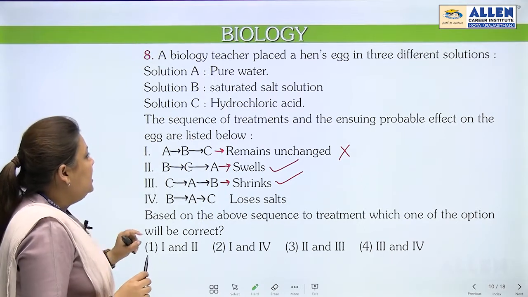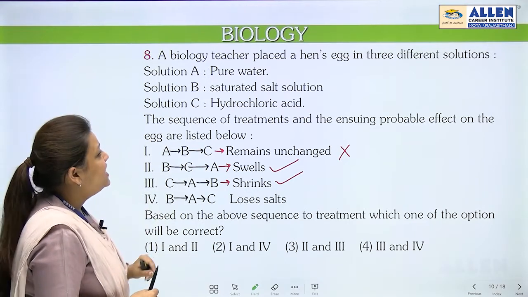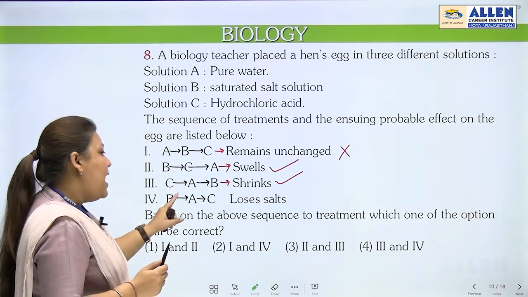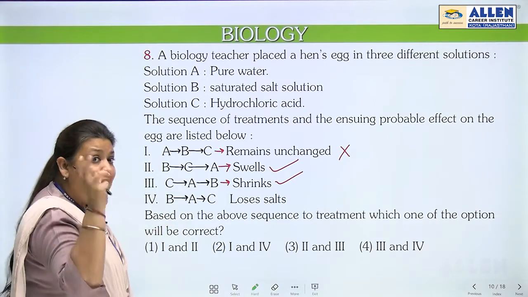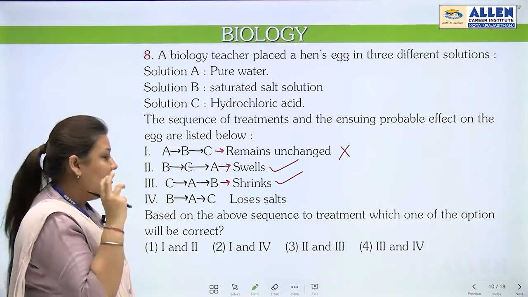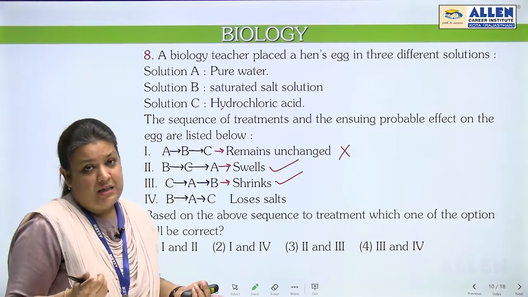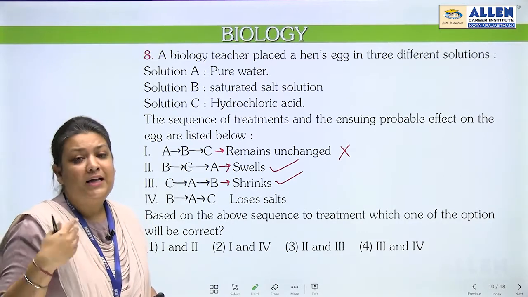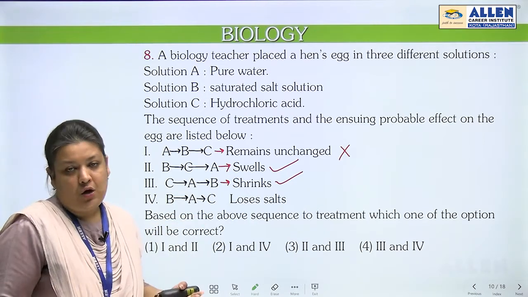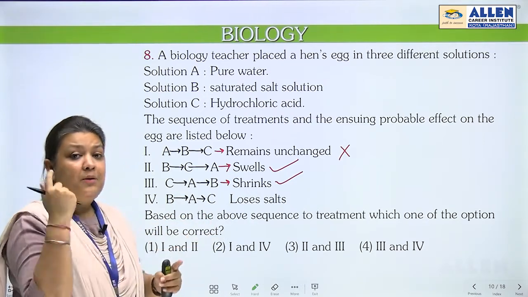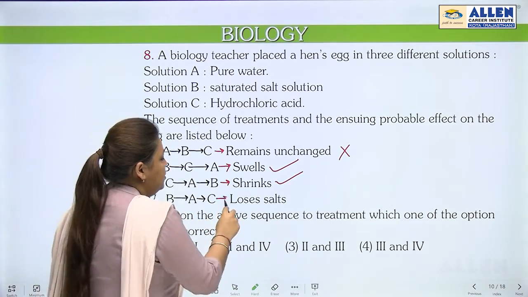Moving on to the fourth one, first of all, it has been placed in saturated salt solution. After that, it has been placed in pure water, and after that, it has been placed in hydrochloric acid. Now, when the intact egg with its calcium carbonate shell was placed in B and A, there will be no change. Clear? Because the semi-permeable membrane is not exposed to these solutions, and when it was placed in C, again the shell will get dissolved. Clear? So, there will be removal of the shell, but there will be no loss of salt. So, this option is also incorrect.